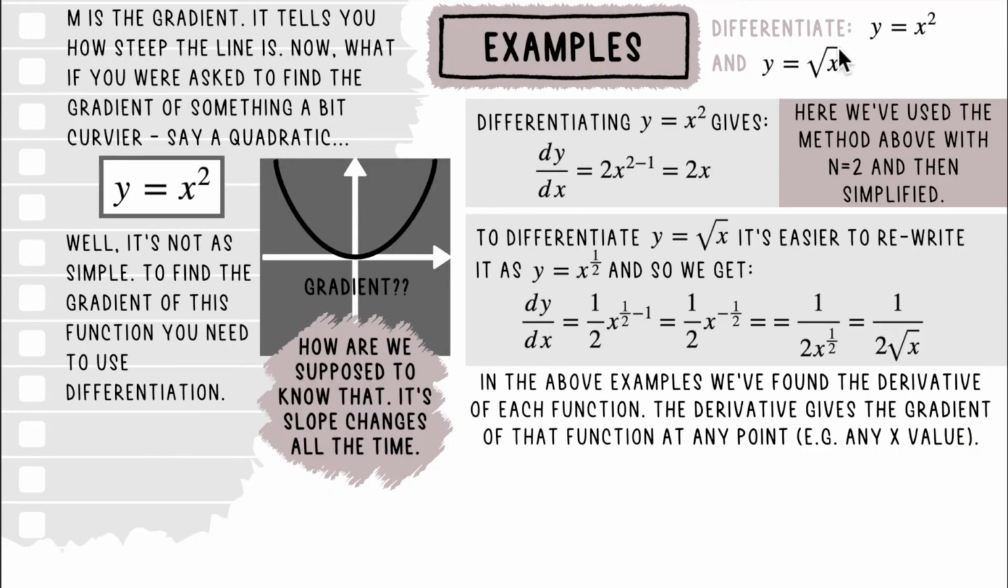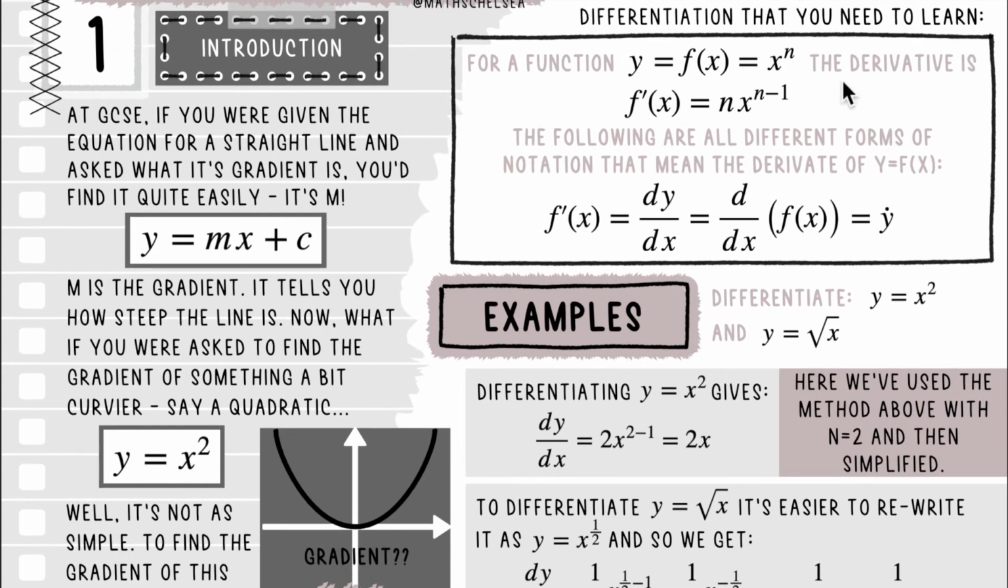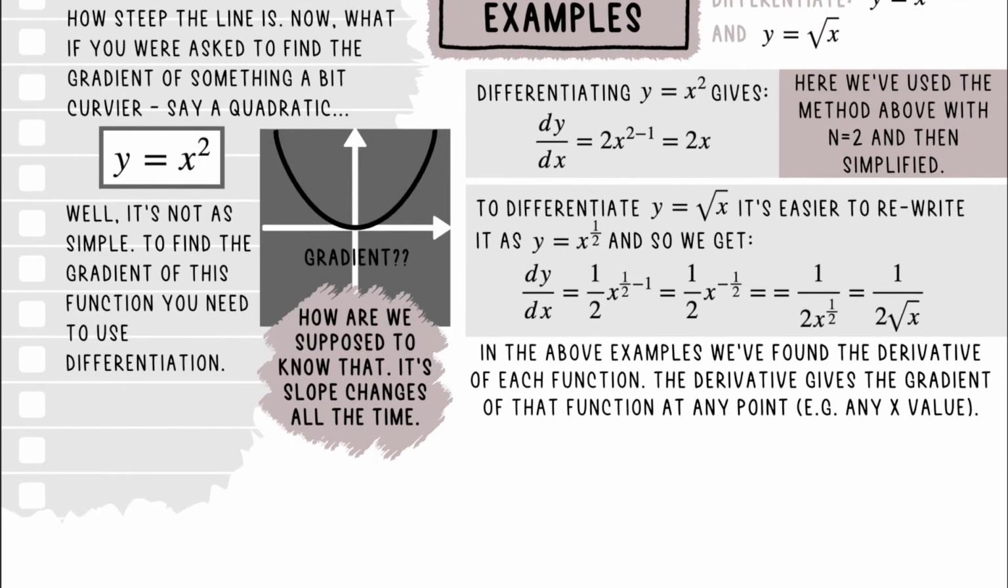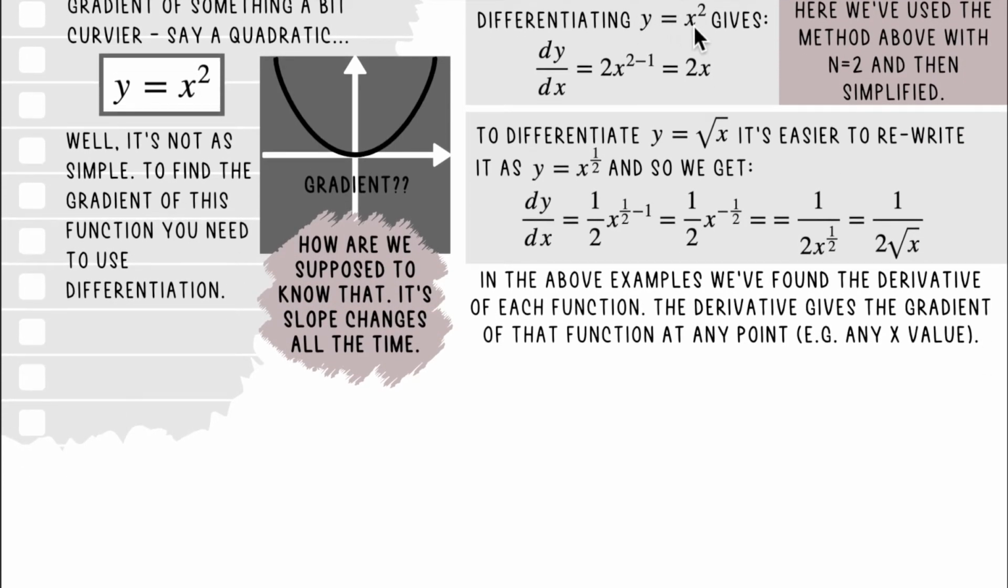We want to differentiate y is equal to x squared. So in the method above, this n here is actually equal to 2. Therefore, if we differentiate y equals x squared, this 2 falls down. This is how I remember it. This 2 falls down, and then this 2 has a 1 taken away from it. So we get 2x, 2 minus 1 is equal to 2x. And here I've used the notation dy by dx.